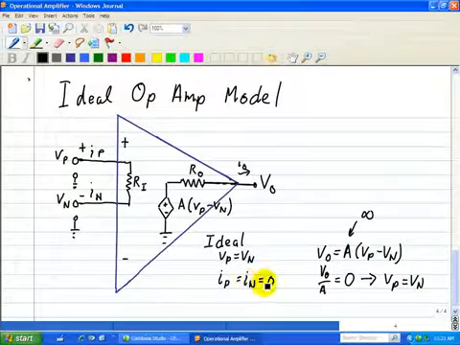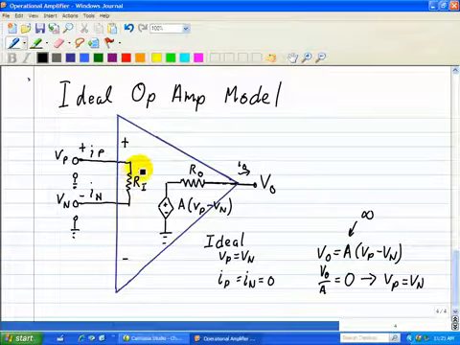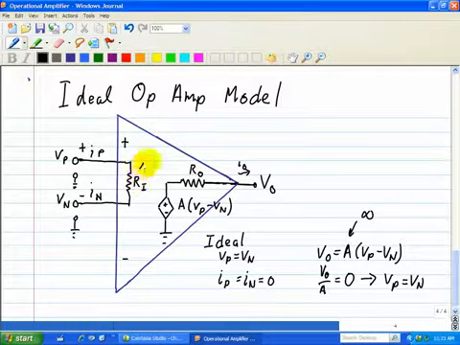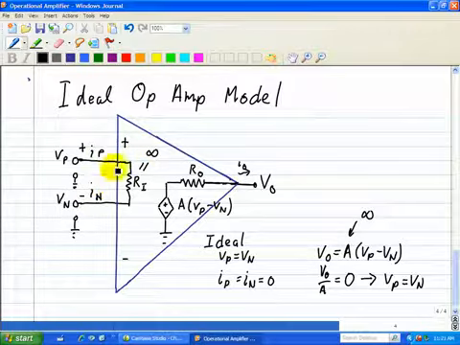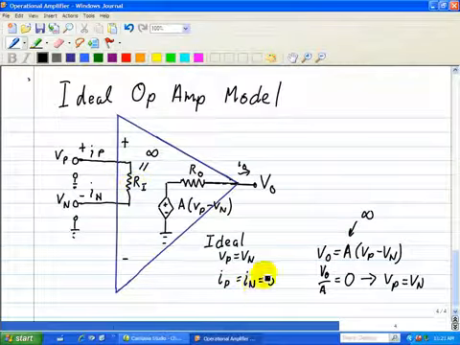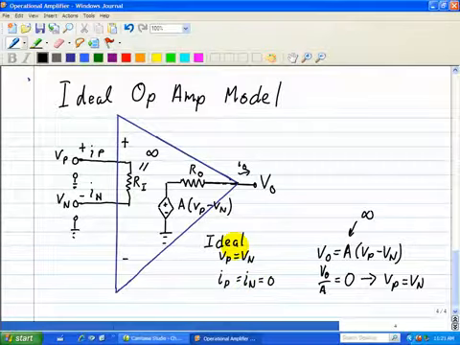Now Ip equals In equals 0 is a result of the input impedance here, denoted as Ri, being equal to a very large number. When this is, let's say, in our ideal case, infinite, then Ip and In are equal to 0, since no current can pass through this infinite resistor. So these are two ideal characteristics associated with an op-amp when analyzing a circuit.